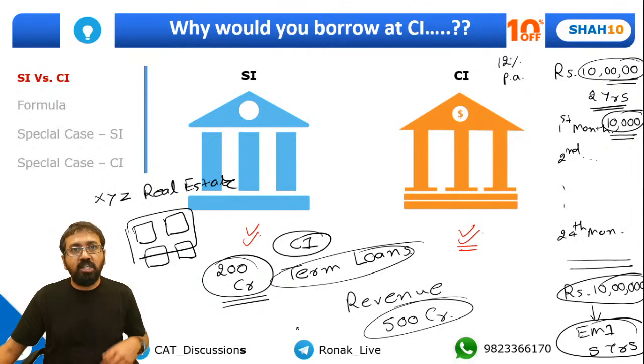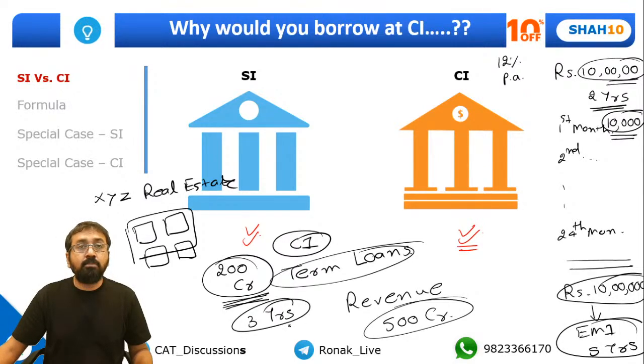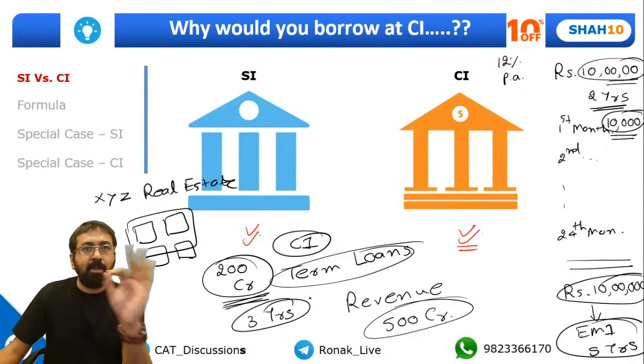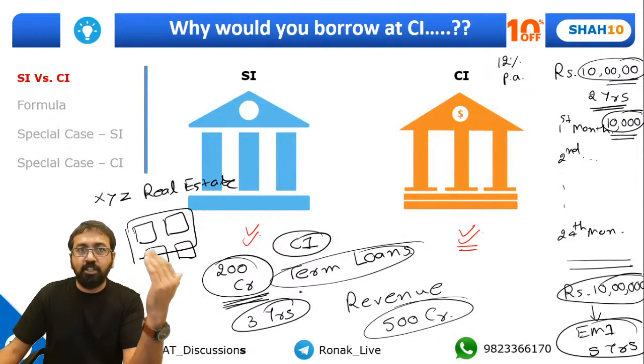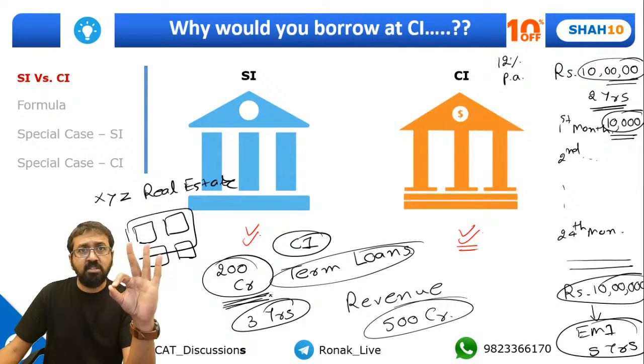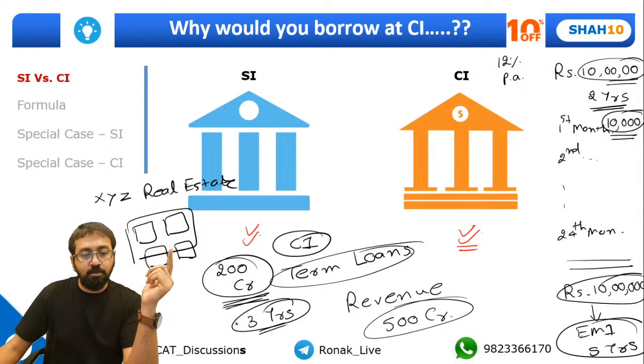So what he'll do is go to the bank and ask for a 200 crore term loan for a period of 3 years. In this term loan, he won't have to make any payments in between. In term loans, you make the full payment at the end of the complete loan period, right? So he'll take the loan of 200 crores for 3 years. He'll allow the interest to get accumulated, and at the end of 3 years, suppose with interest this amount has become 300 crores.